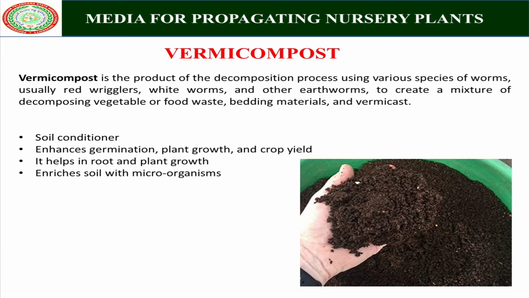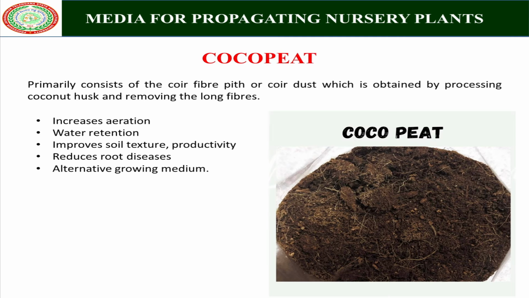This vermicompost acts as a good soil conditioner, and it has also proven to increase the germination percentage and increase the plant growth and crop yield. It helps in root and plant growth and also enriches the soil with good soil microorganisms. The next component is cocoa peat. Cocoa peat consists of cocoa husk, cocoa coir, and cocoa fiber.